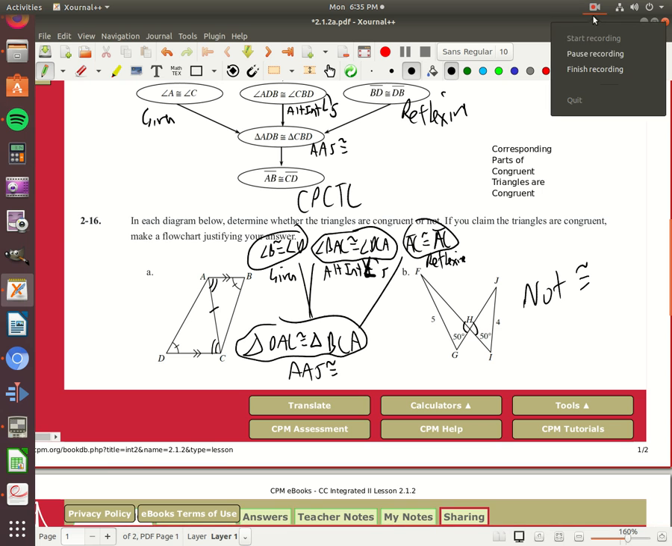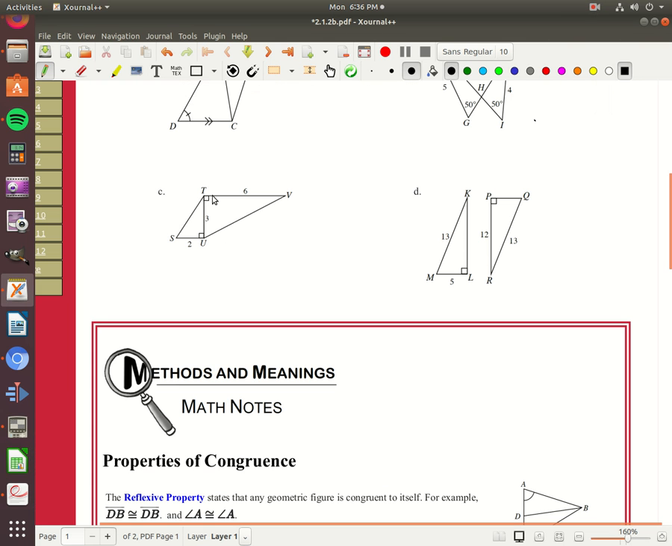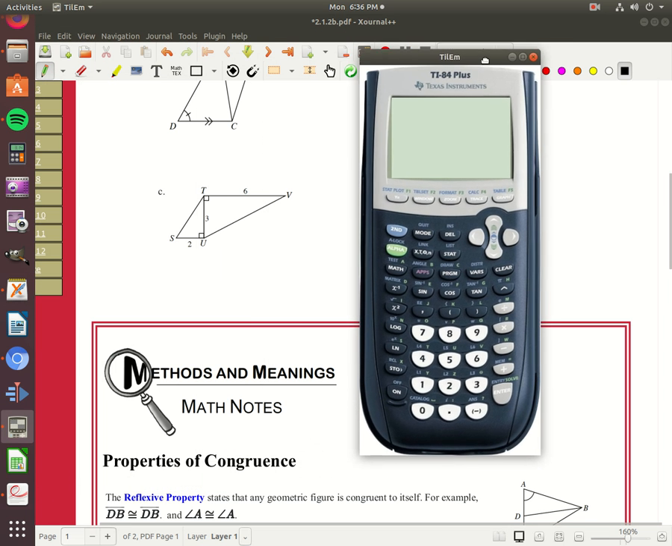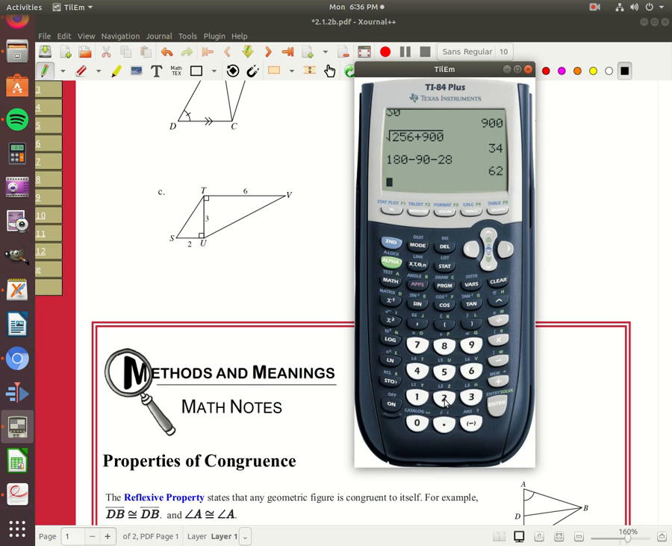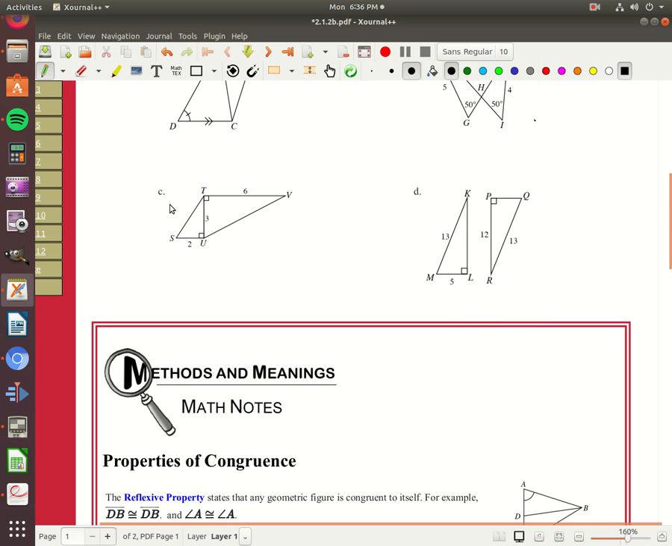Let me go ahead and pause and set up the next problem. See, again, I'm going to go through that list there. Do I see any right angles? I do see right angles, so I'm going to see if I can use the Pythagorean theorem. 2 squared plus 3 squared equals this, and 3 squared plus 6 squared equals this. So let's go ahead and grab our calculator here. And I'm going to say 2 squared is 4, 3 squared is 9, 4 plus 9 is 13. So the square root of 13 equals 3.6. So this is about 3.6, right?